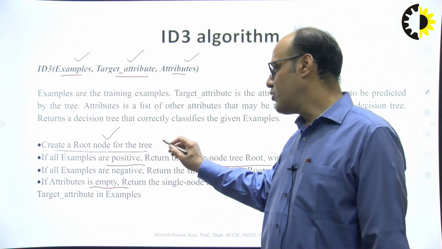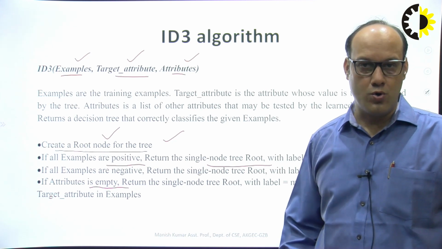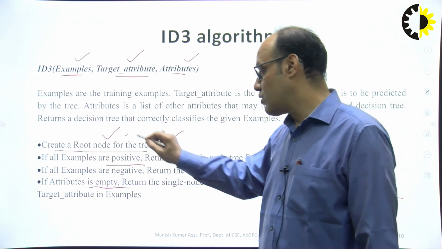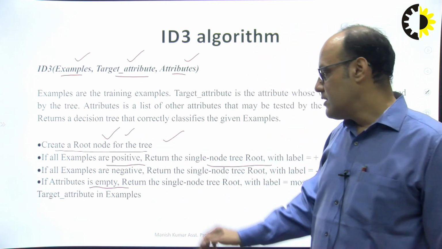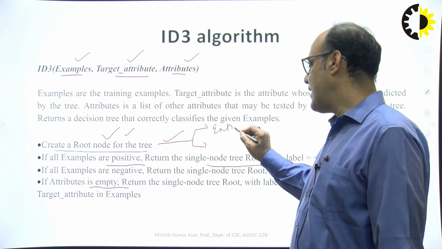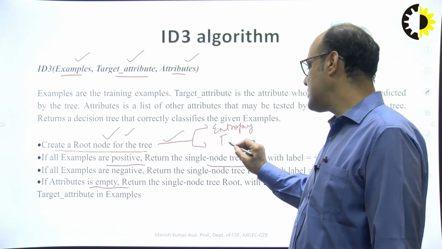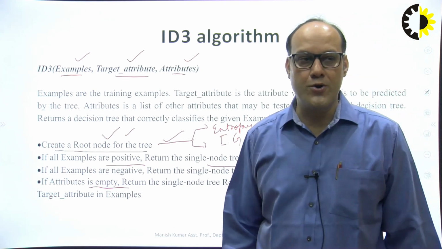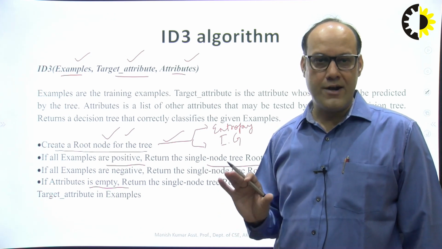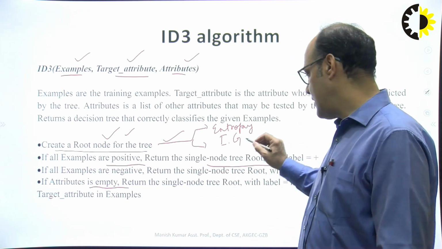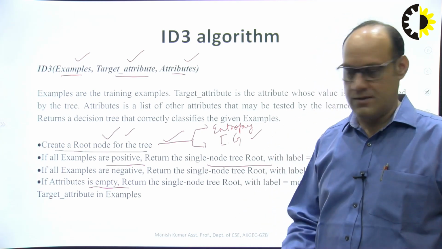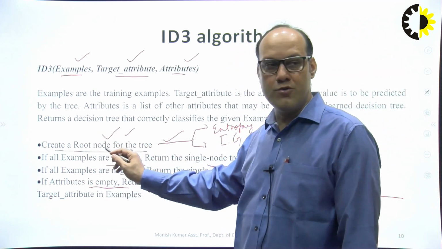Number one, what will we do? We will start from a root node. So firstly we have to decide how we are going to decide the root node. The problem comes, how will we decide the root node? There are two important values that we will find: one is entropy and the other is information gain. For each attribute we are going to calculate the entropy and information gain. Whichever attribute has the highest information gain will be inserted as the root node. I will show you that shortly. Firstly let me review this algorithm: first we will create the root node.